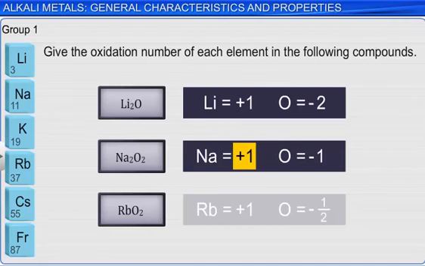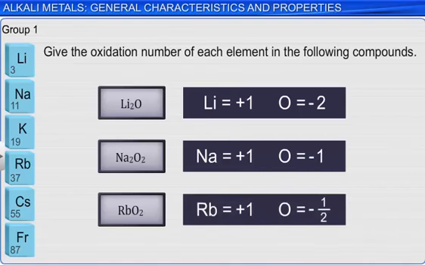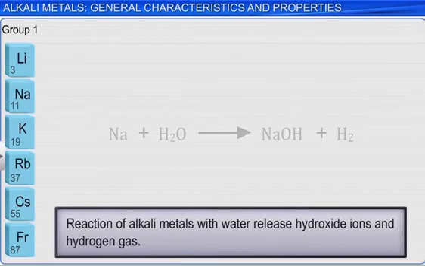Rubidium here has an oxidation number of +1. So, each oxygen in the superoxide ion must have an oxidation number of -1/2. As was mentioned earlier in this module, the alkali metals all react with water. These reactions release hydroxide ions and hydrogen gas, as shown in the equation here. The reactions become increasingly more explosive down the column.